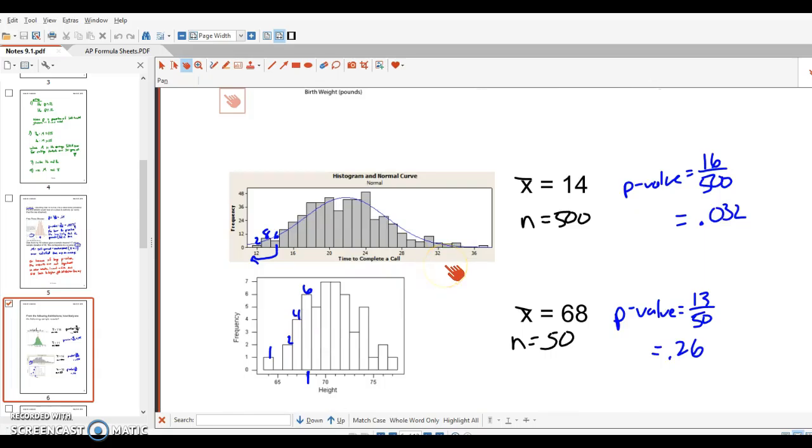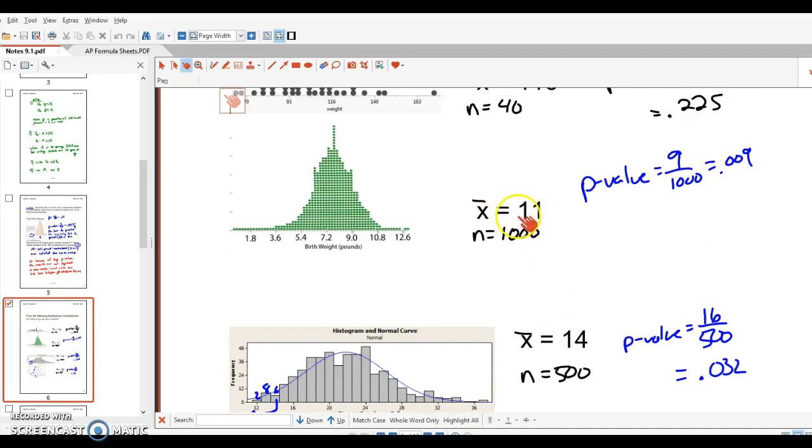Okay, here's the same thing with histograms. Notice both of these have small values on the left side. In other words, we would calculate the values to the left of the tail just because that's where this X bar fell. Okay, these were to the right because that's where that X bar fell.